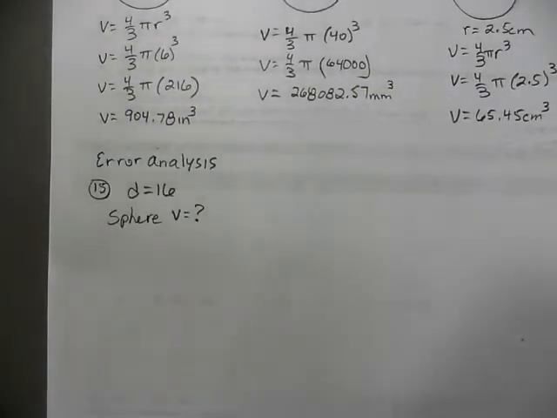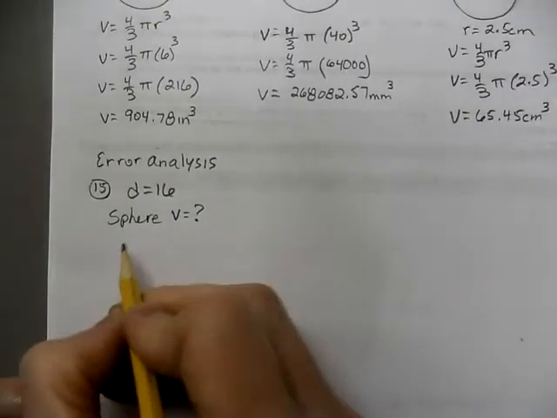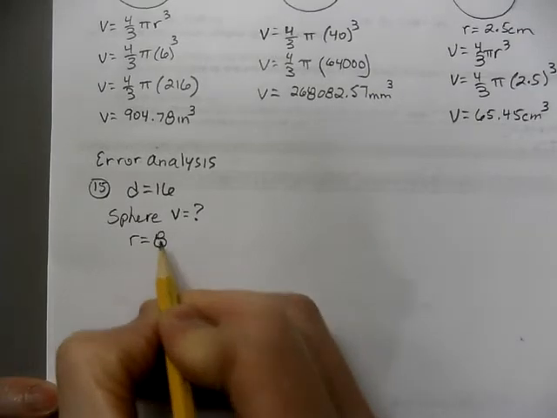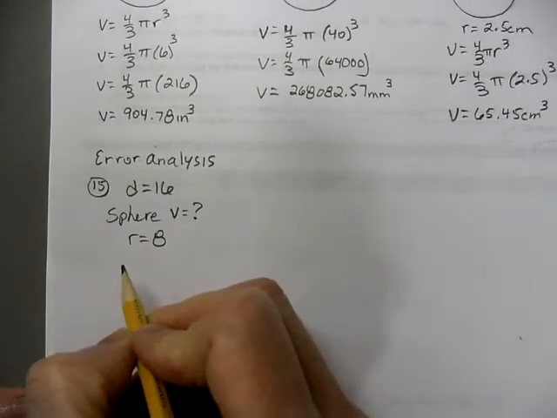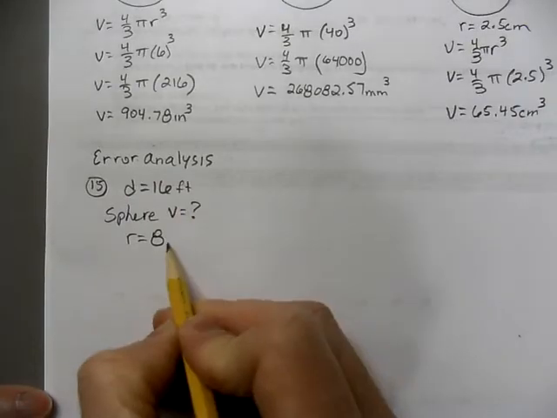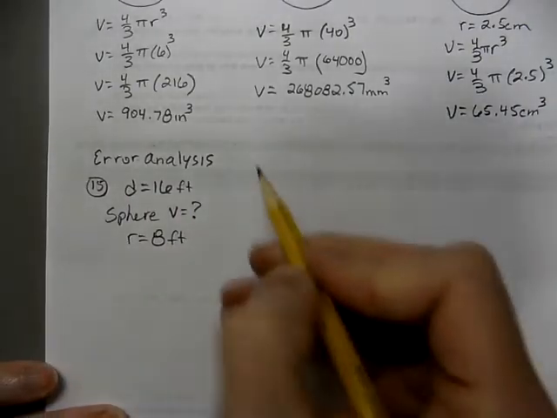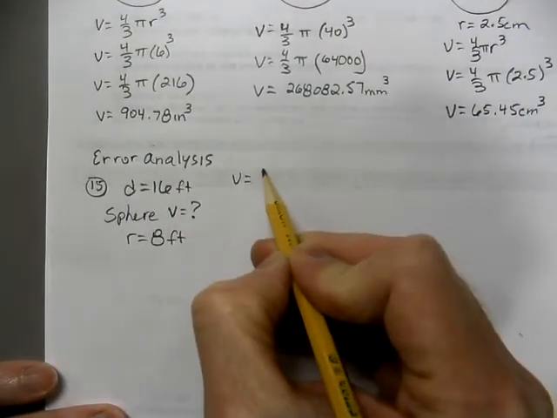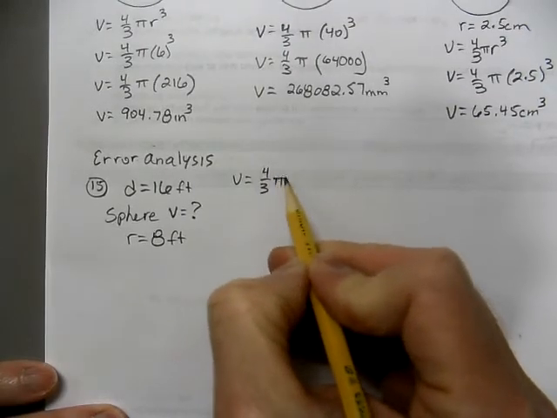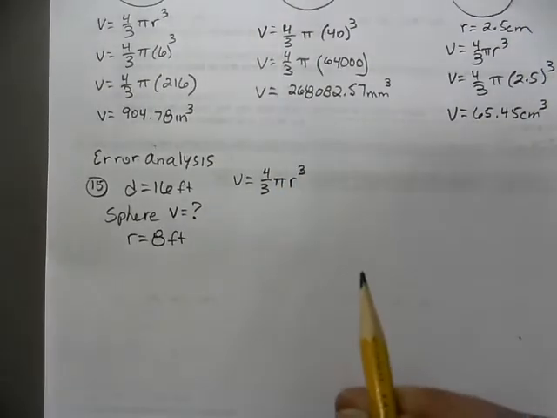For number 15, this is an error analysis. We're looking to see what mistake they may have made with number 15. They give us a diameter. So if the diameter is 16, that means the distance across the whole sphere is 16. Well, we want to know the radius. So the radius is going to be 8. So it would be 8 feet. So to calculate our volume, we should use 4/3 pi r cubed. In the mistake that they made, they used pi r squared.